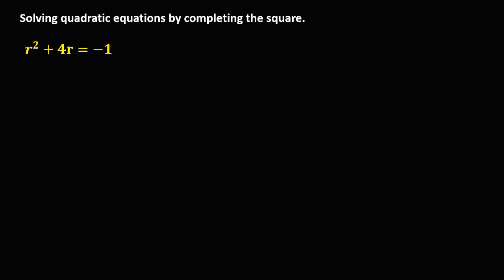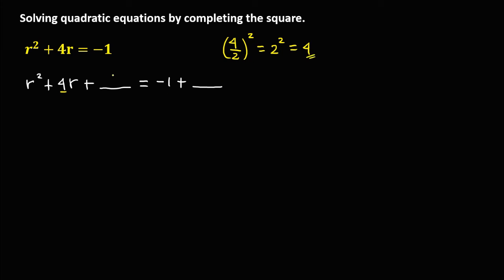Then for this given, in this case, we can apply now completing the square. So we have r squared plus 4r plus a number equals negative 1 plus a number. To solve for this number, we just need to take the coefficient of r. So that's 4, divide by 2, take the square. 4 divided by 2 is 2, and 2 to the power 2 is 4. So therefore, plus 4 both sides.